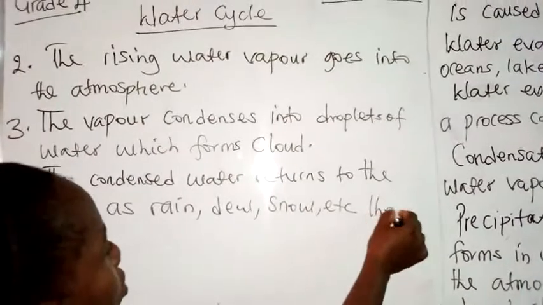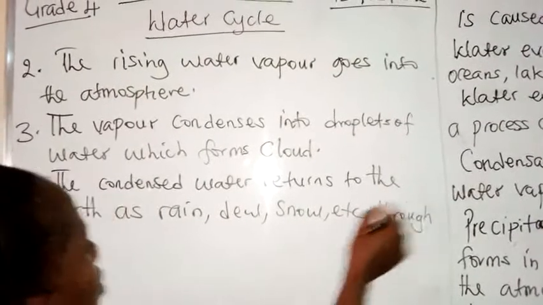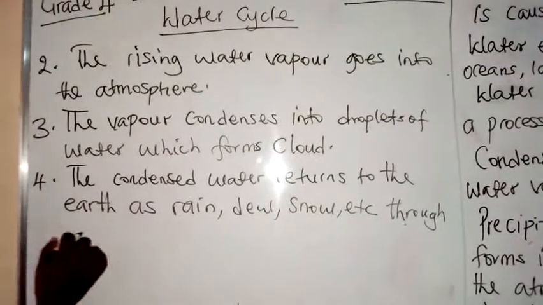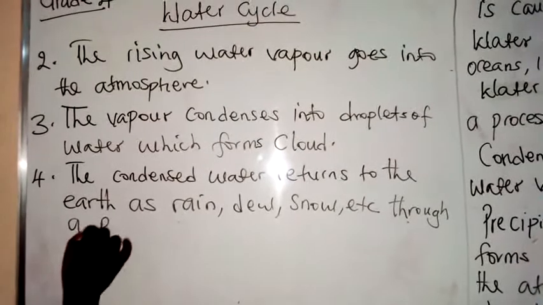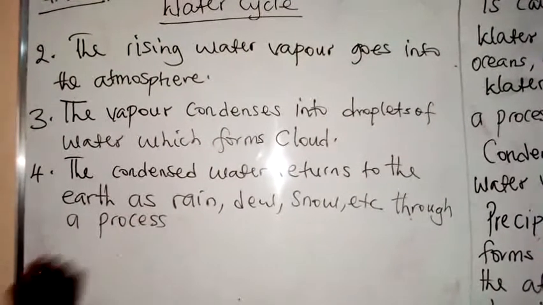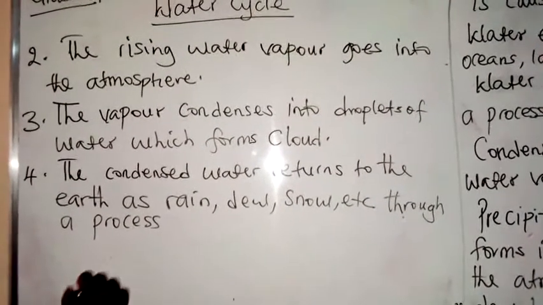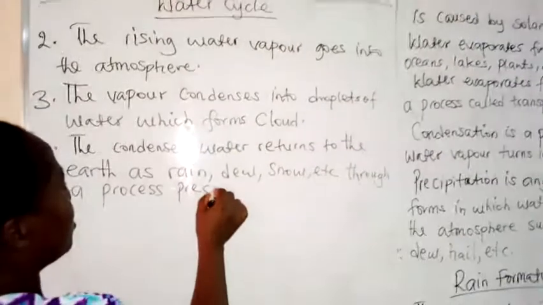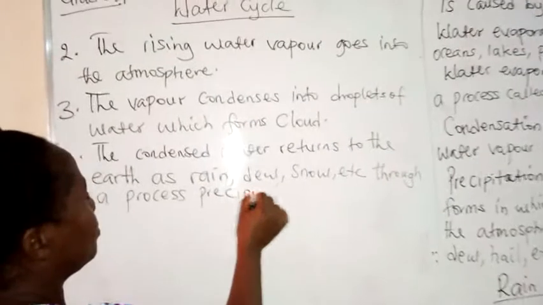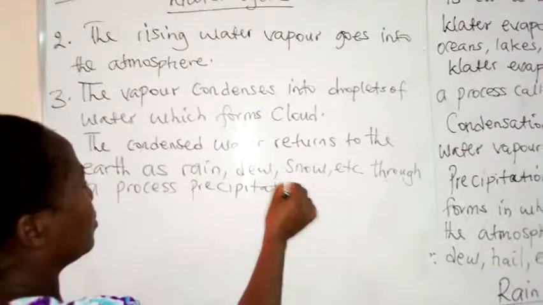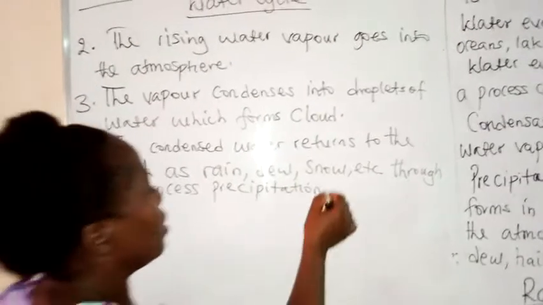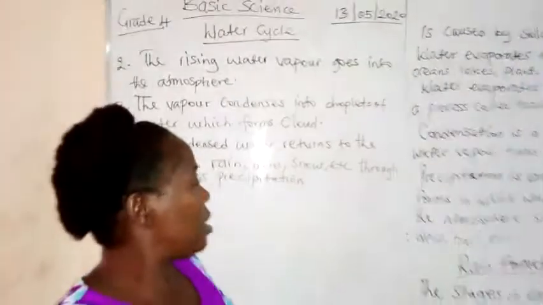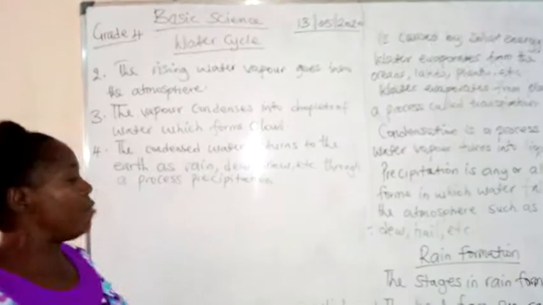True? Remember, what is that process called? Through a process. Can you remember? I said it before. Through a process called precipitation. Alright. We have seen, so you can now explain how rain forms.